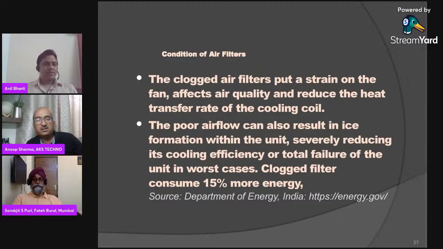So after 15 days, it should be in your routine that you have to clean all the AC filters. Even the manufacturers these days have made it very easy. You can easily remove the upper tap and pull out the filters. Just wash under the tap and it gets clear.